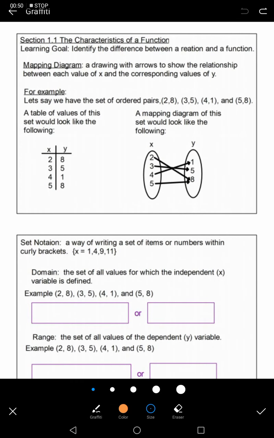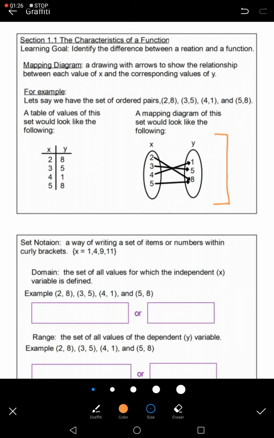So the first thing is a mapping diagram. So this is just a drawing with arrows to show the relationship between each value of x and the corresponding value of y. So if you look, this example here shows us what a mapping diagram looks like. So for example, let's say we have the set of ordered pairs (2, 8), (3, 5), (4, 1), and (5, 8). So a table of values, which is something we're familiar with and we looked at during our review, would look something like this T-chart, right?